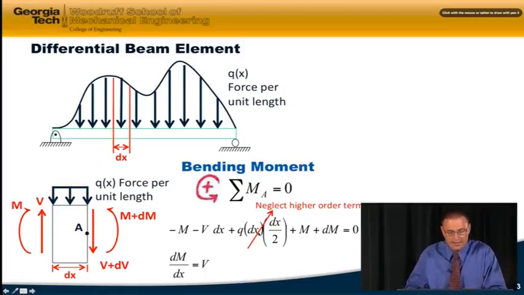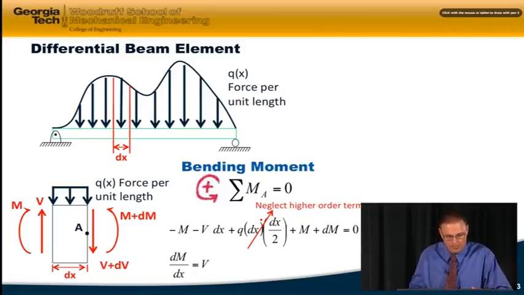Now, we can neglect this higher order term because dx is infinitesimally small. And when you have a very small value, the square of that value, or if you multiply that value together, it's orders of magnitude smaller. And so it's very negligible as compared to the rest of the terms.